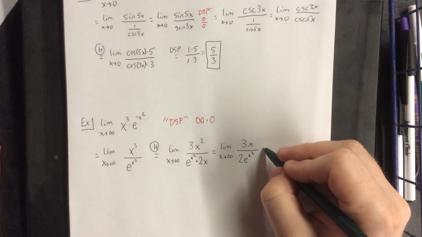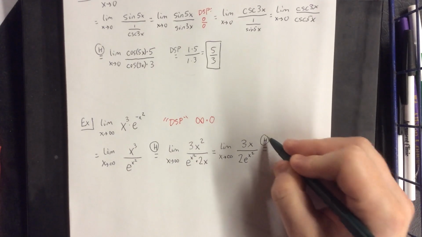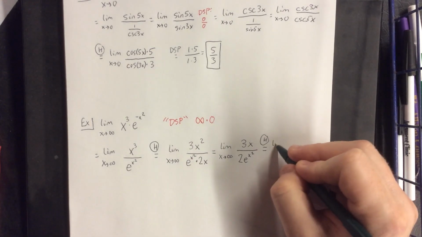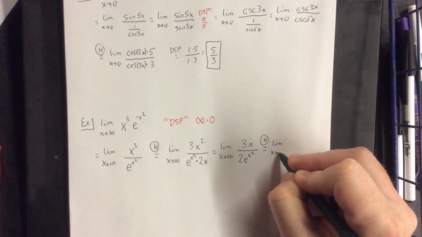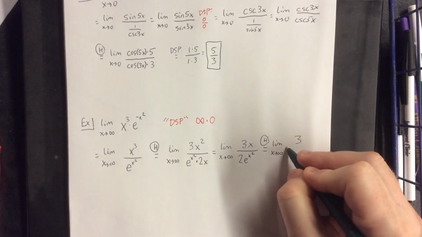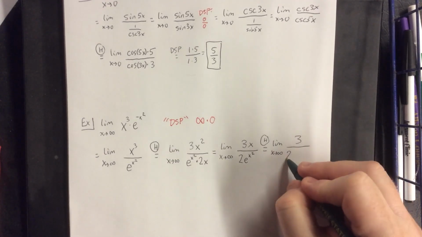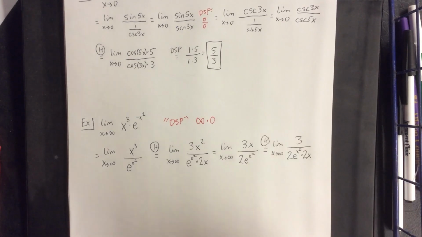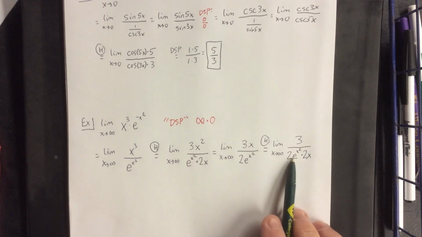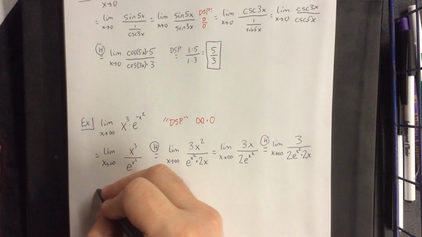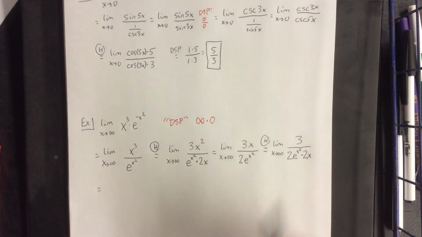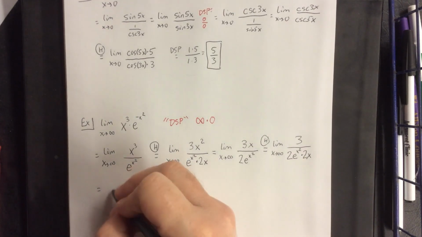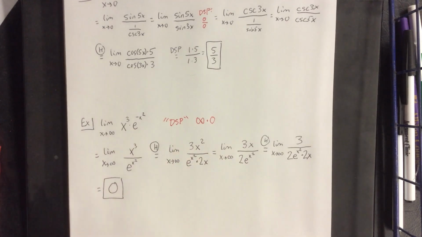Now, it's still in the form infinity divided by infinity, so I'm going to go ahead and apply L'Hopital's rule one more time. Differentiating the numerator, derivative of 3x is going to give us 3. And derivative of the denominator is essentially going to be the same as before, just with an extra factor of 2. In this form, your numerator is 3, your denominator is tending toward infinity. And because the denominator is tending toward infinity while the numerator remains constant, this thing tends toward 0 for a final answer.